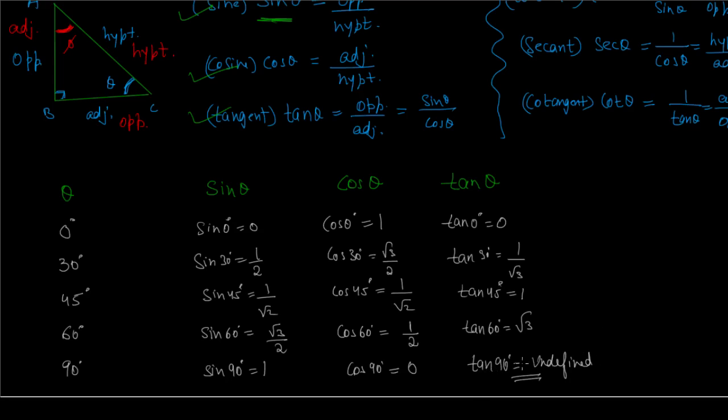You can even find this. Tan 90, you know, is sine by cos. So 1 by 0, and you know 1 by 0 is undefined. Because sine 90 by cos 90 is 1 by 0, undefined. So tan 90 is undefined. Clear? I hope that's absolutely clear to you.